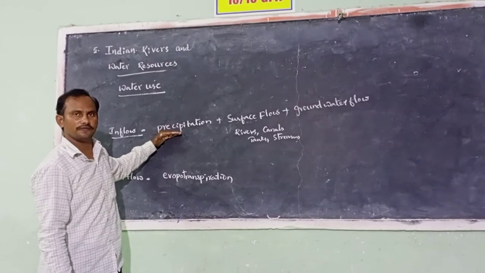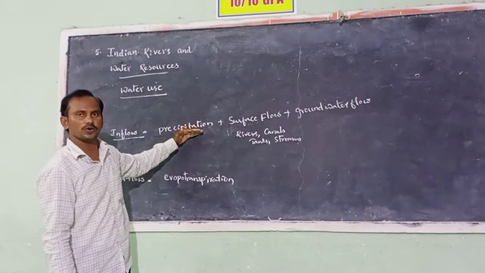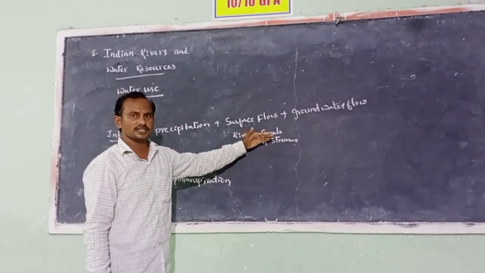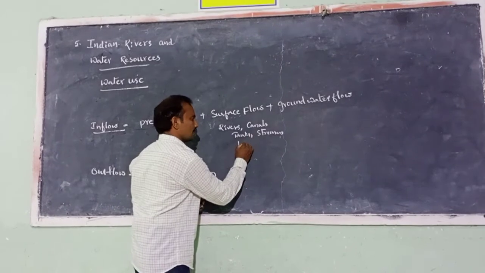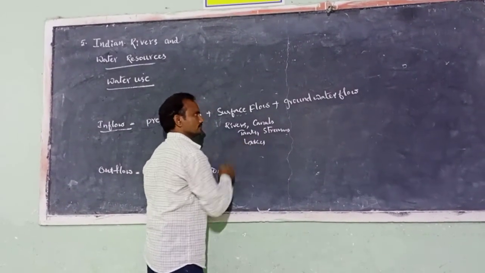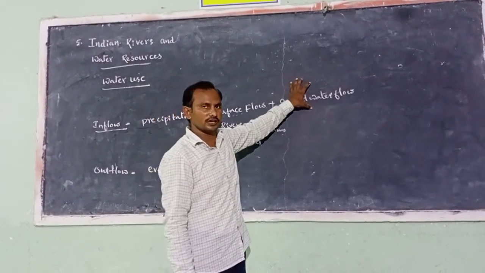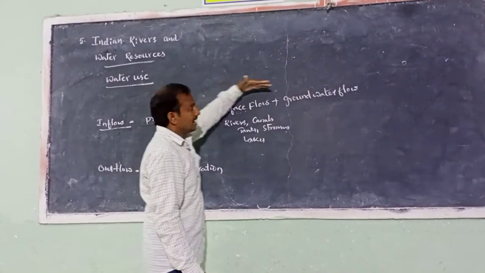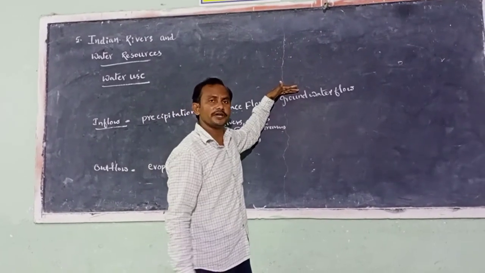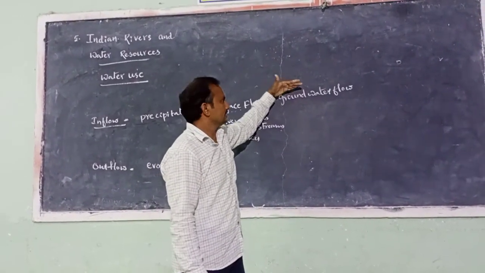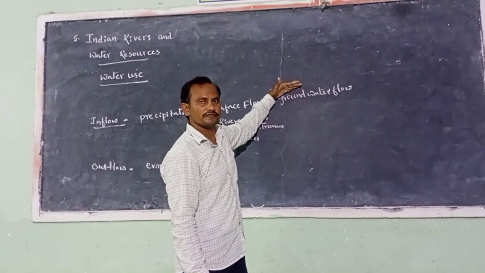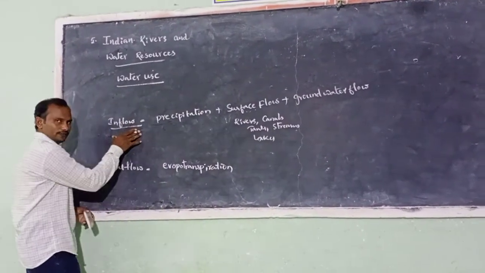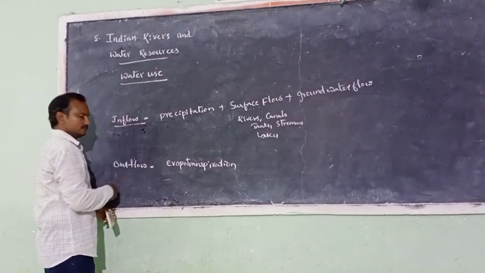Precipitation includes rainfall, dew, fog, snow and hail. Surface flow includes rivers, canals, tanks, streams as well as lakes and ponds where we can see the water. Groundwater also flows under the ground. Generally water flows on the surface. Under the ground also water flows, but the speed of flow is less. Estimation of groundwater flow is difficult, but we can do it. That is called the inflow, whatever water is added.